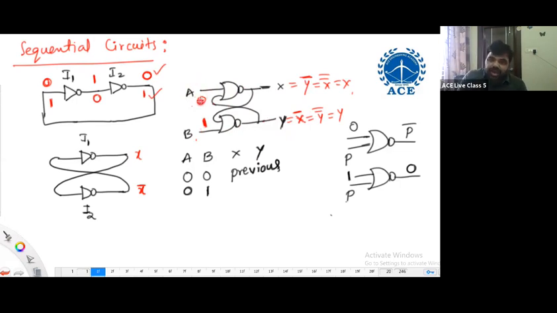As it is connected to enable input, the output depends on what Y is. But as it is connected to disable input, I don't need to know what X is. Irrespective of X, X may be 0 or 1, it doesn't matter. For sure, Y becomes 0. Why? It is connected to disable input. The concept we have discussed is useful now.